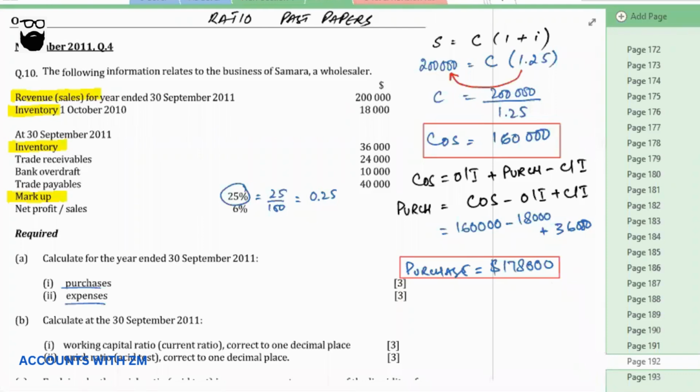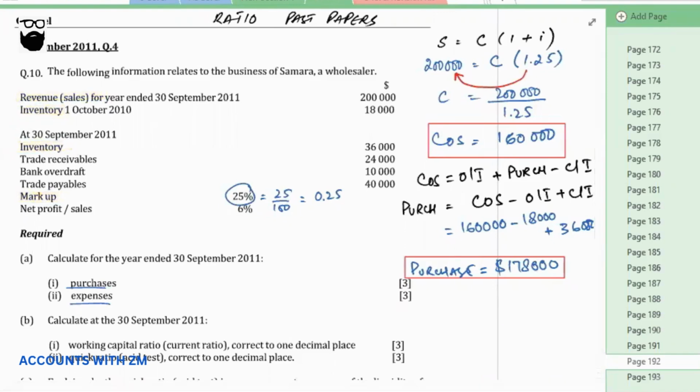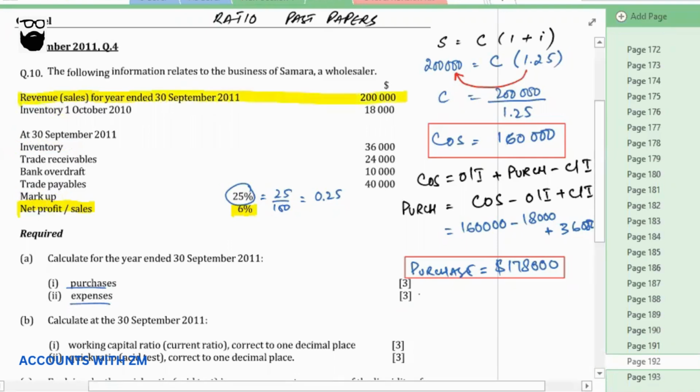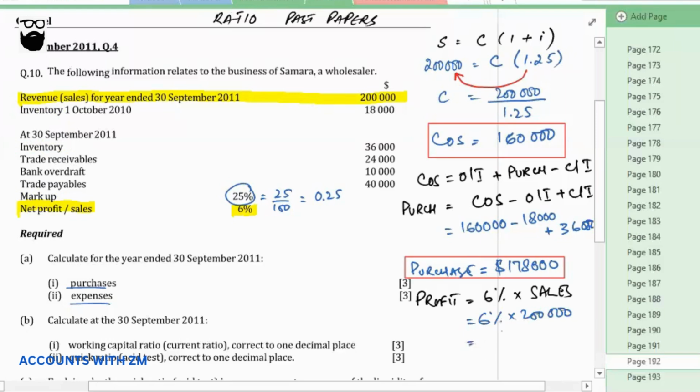First of all, for expenses, which values are to be used? Number one, you need to use net profit to sales percentage, which is 6%, and the sales value. So the profit should be 6% of sales. Use the sales value of 2 lakhs. You will get the profit, which is 12,000. Yes, the profit is 12,000.